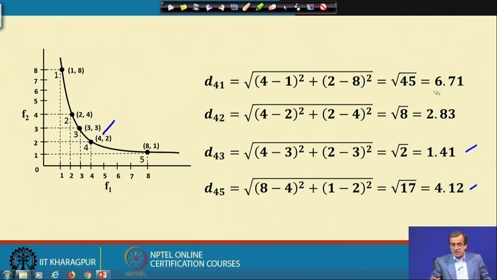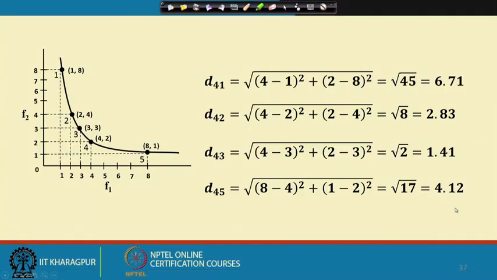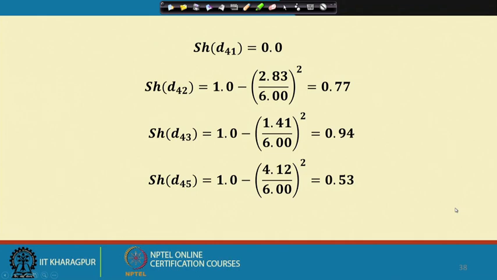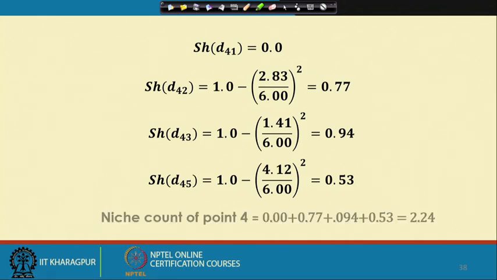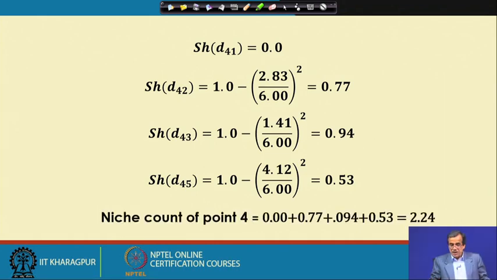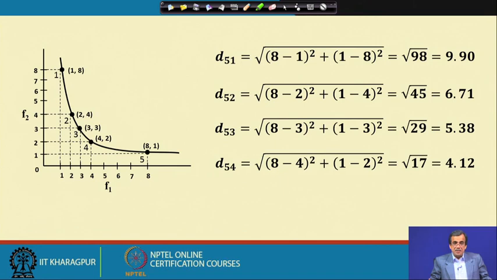So, its contribution towards the sharing function value calculation will be 0, and others will have some non-zero value. And if I calculate, I will be getting the sharing function values like this, and the niche count for 0.4 is 2.24. Now, let us see how to find out the niche count for the fifth point.